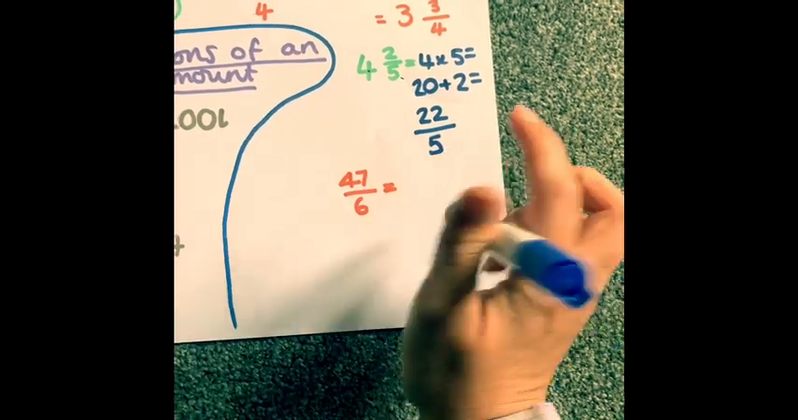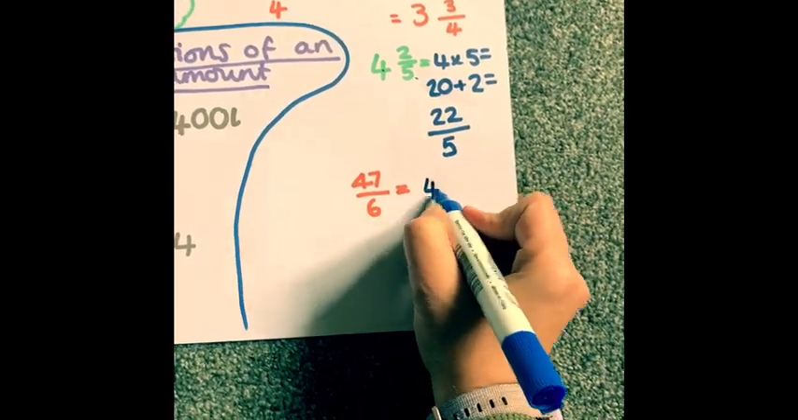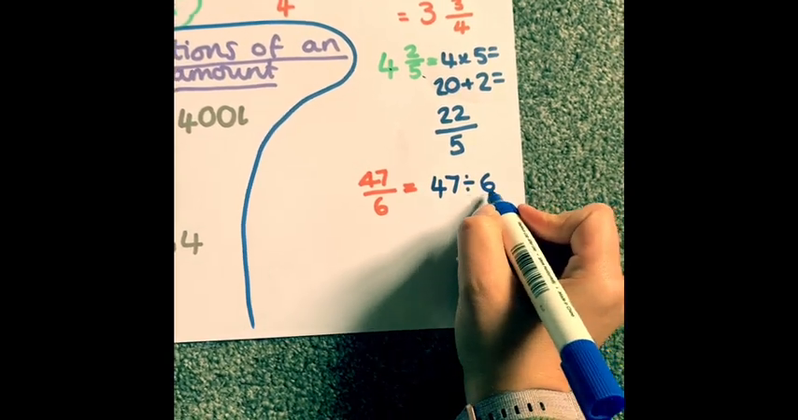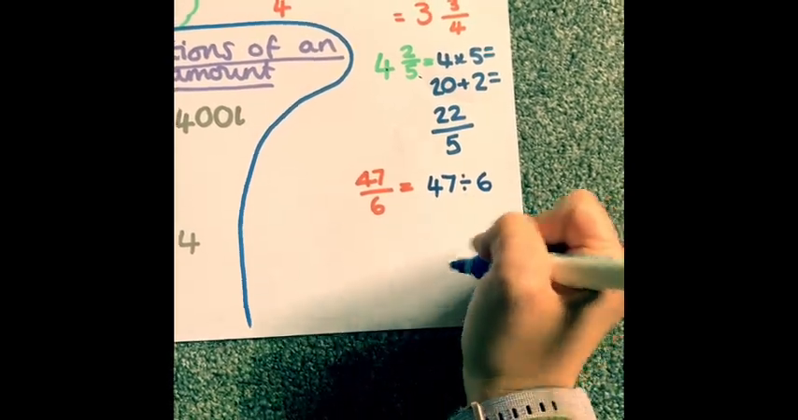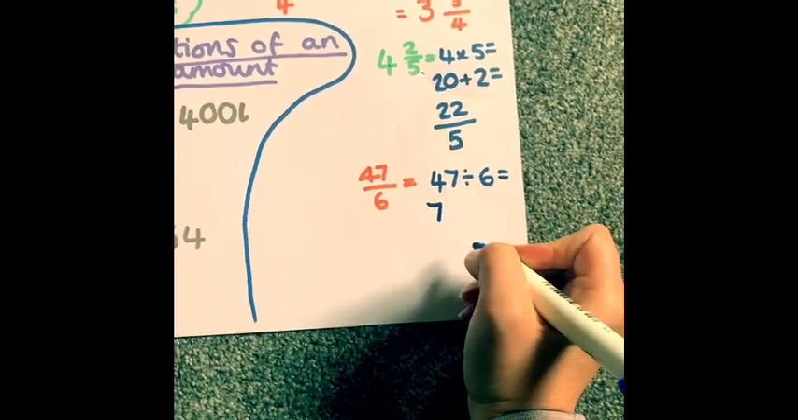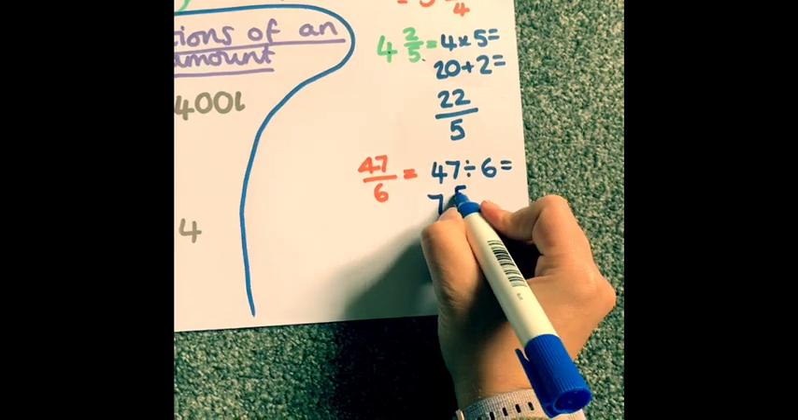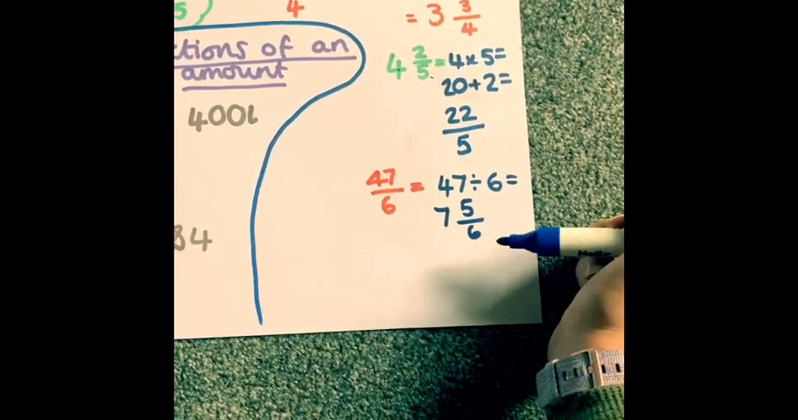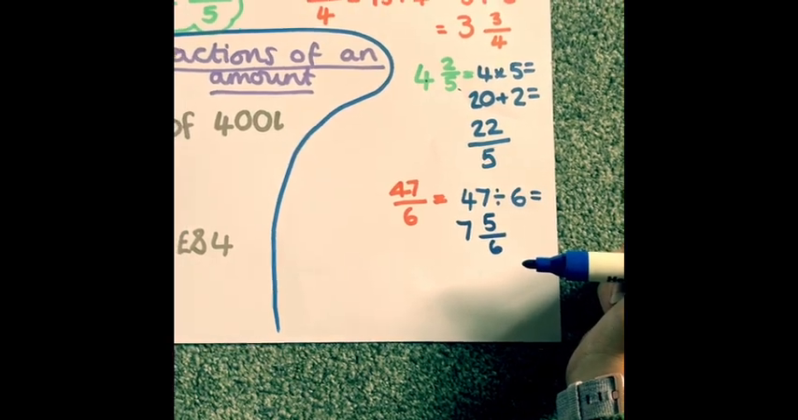Then we go on to this one. Remember, the first thing I have to do is 47 divided by 6. So the first thing I'm going to do is work out how many 6s go into 47. I know 42 is in the 6 times table, which is 7. I know then I'm going to have 5 left over, so 5 out of 6. So this is how we do converting from mixed numbers to improper fractions.